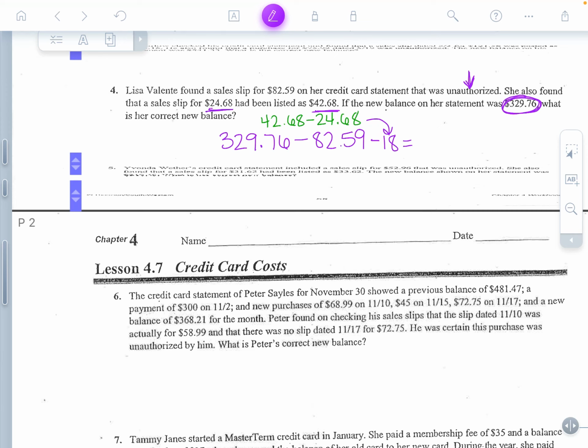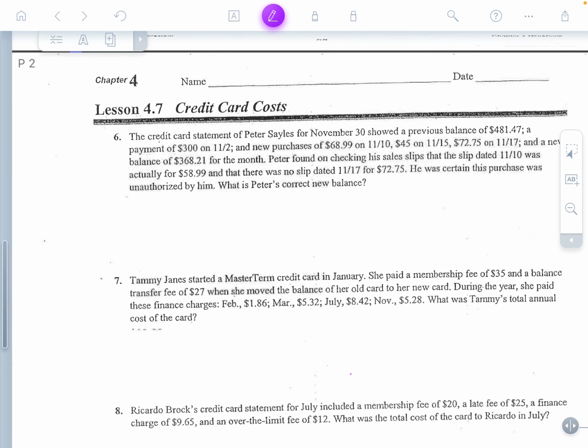So I have 229.17. So she's actually going to save quite a bit of money here. She's going to save around $100 on her credit card bill because she checked her credit card statement. Okay, we're going to do 2 more examples, number 6 and number 7. Number 6 is very similar to number 4, but it has a lot of numbers in it. So I'm not going to read through all the numbers. We're just going to read through to get the general gist of the problem.